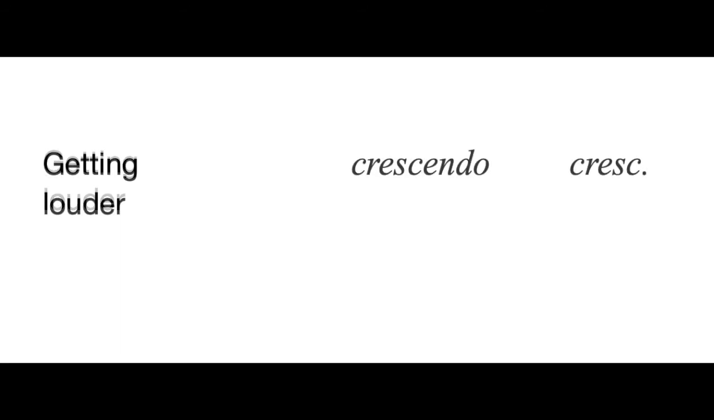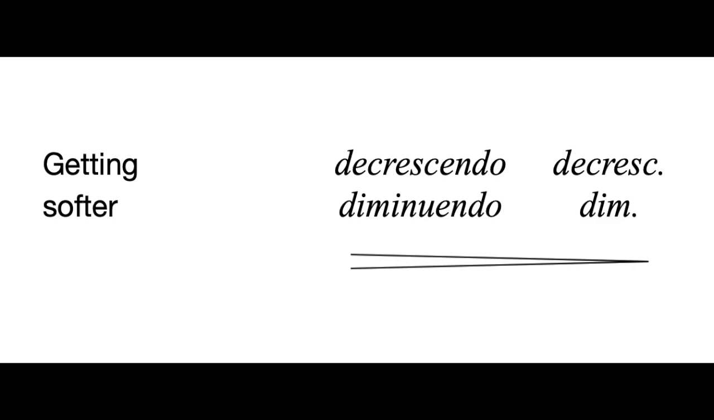And now for changes in dynamics, where you become gradually louder or quieter. For getting louder, use crescendo or cresc., or the opening hairpins. For getting softer, use decrescendo or decresc., or diminuendo, or dim., or the closing hairpins. It doesn't matter which you use if you decide to write music, but you do need to use one of those and you need to know them for the exam.